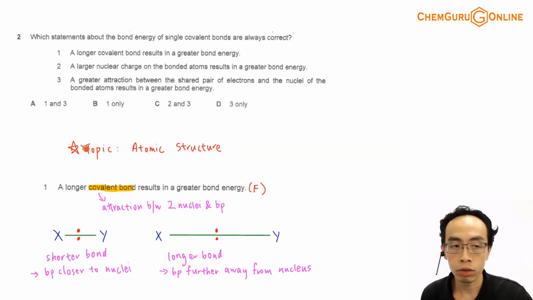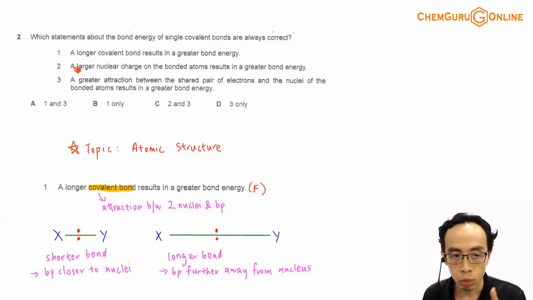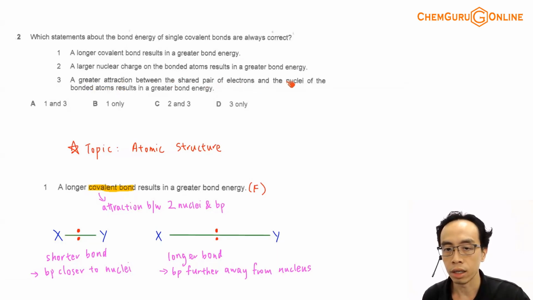All right, next, let's move on to question 2. Which statements about the bond energy of single covalent bonds are always correct? Statement 1: a longer covalent bond results in a greater bond energy. Statement 2: a larger nuclear charge on the bonded atoms results in a greater bond energy. Statement 3: a greater attraction between the shared pair of electrons and the nuclei of the bonded atoms results in a greater bond energy. So we want to decide which of the statements are always true.